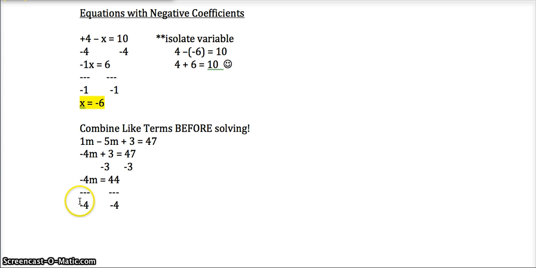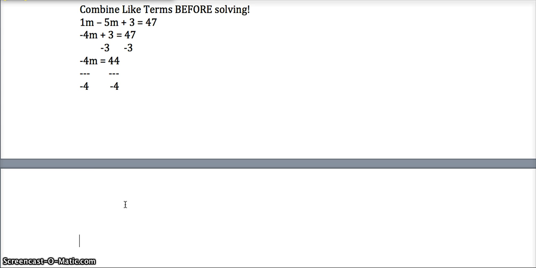And then -4 divided by -4 is +1 because a negative, oops, I'm jumping down a page. That's okay. A negative divided by a negative is positive. So then you'll have as your final answer m equals, well, 44 divided by -4, well, positive divided by a negative is a negative. So 44 divided by -4 is -11. Okay, so here's your final answer for that.